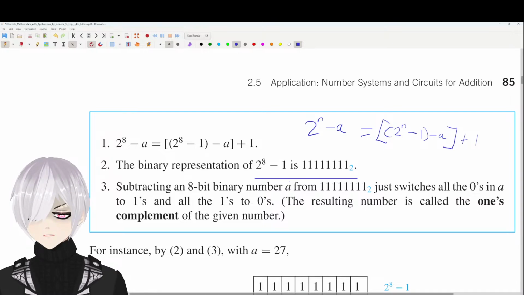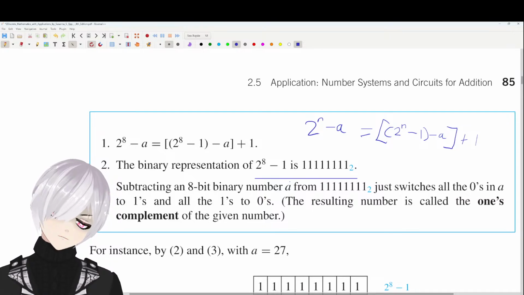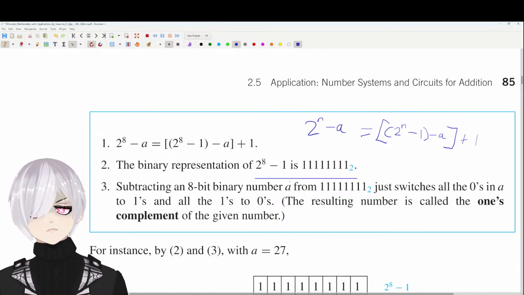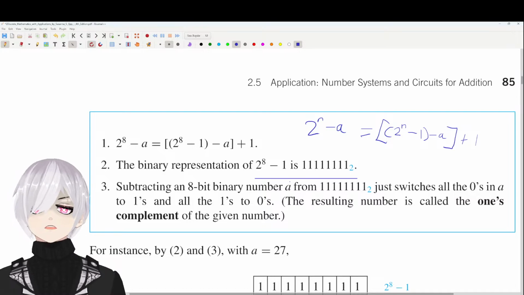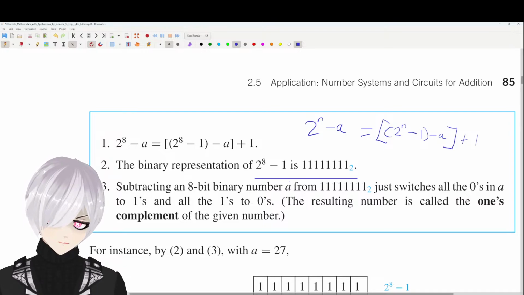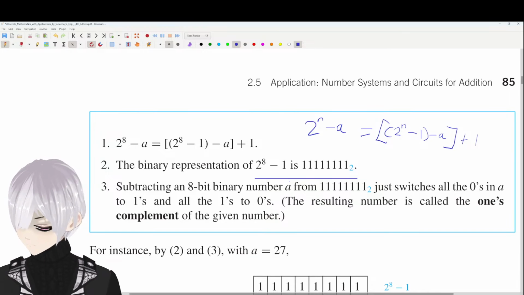So that's what we're doing when we're switching all the ones to zeros and zeros to ones. What we're really doing is taking 2 to the 8th minus 1, which is all ones, and subtracting A from it. So the idea is you have the 8 ones on top and then you have A on the bottom, and you're doing 8 ones minus A.